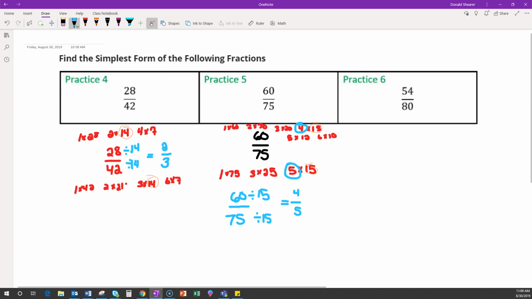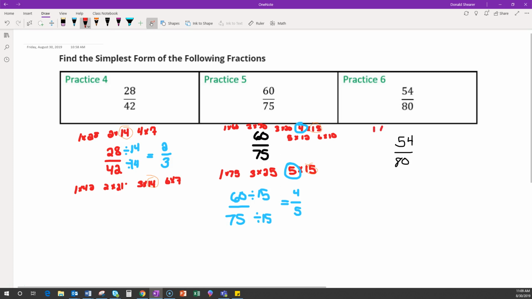For practice number 6, we have 54. Let's go back there. Let's just change that to the standard black pen there. Sorry about that. 54 over 80. And start by listing out the factors of each.